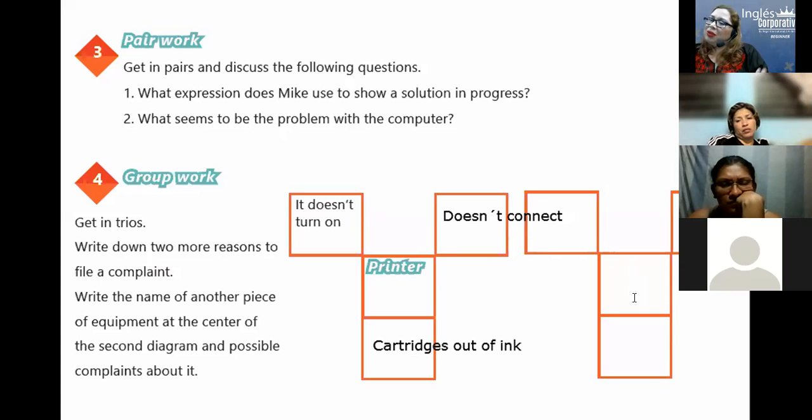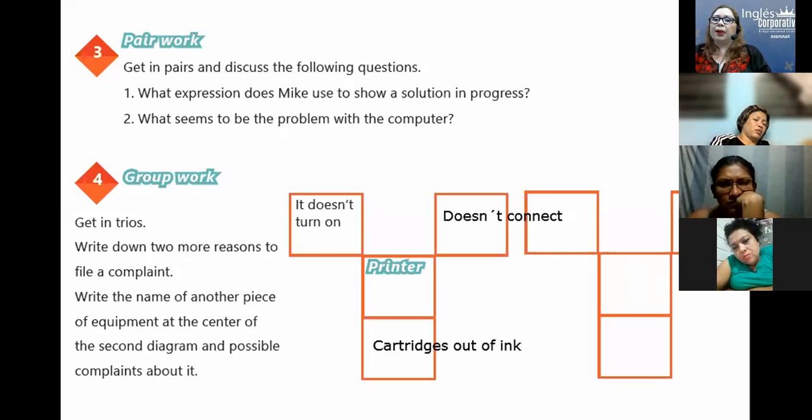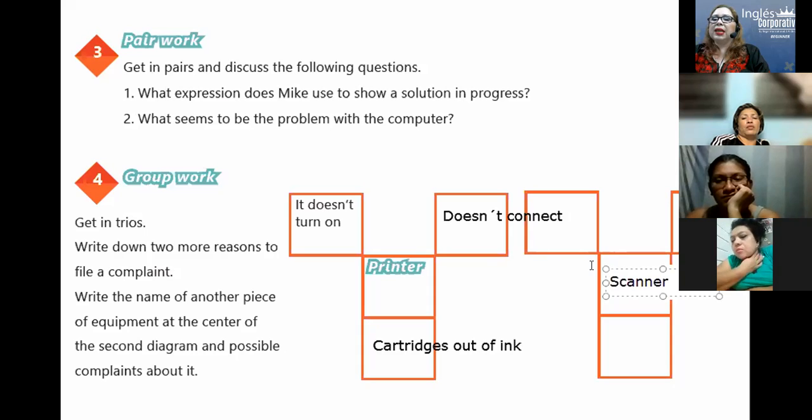Ahora pensemos en otro device. What other device can we say here? And let's think about three problems with that device. Scanner. Okay. What problems can a scanner have? Doesn't send the scan to the archive, what's the name, to the carpet?